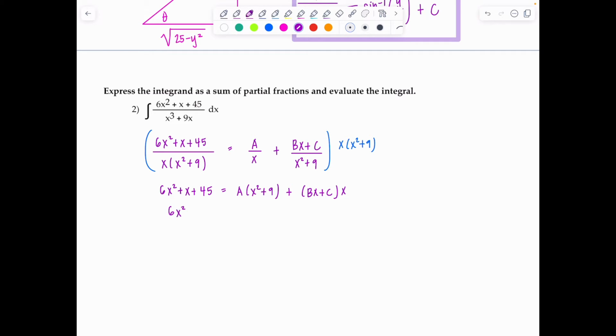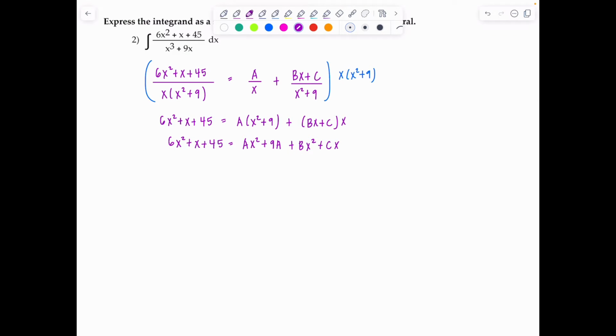And then from here, I'm just going to distribute everything on the right-hand side. So we have 6x squared plus x plus 45 equals Ax squared plus 9A plus Bx squared plus Cx. To solve for A, B, and C, I'm going to set the coefficients of like terms equal to each other. So what do I mean? The highest power of x I see in this whole equation is 2, right? x squared. So the coefficient of x squared on the left-hand side is 6, and then I have A plus B x squareds on the right-hand side. So that tells me 6 must equal A plus B.